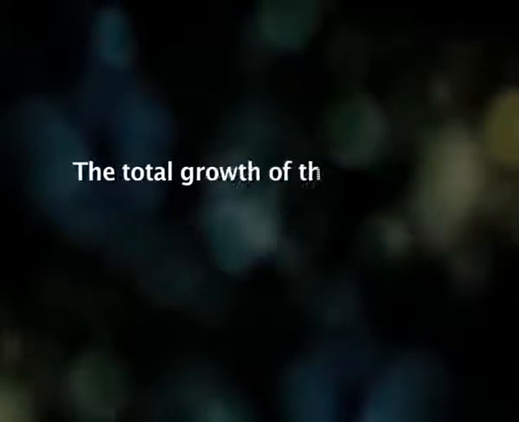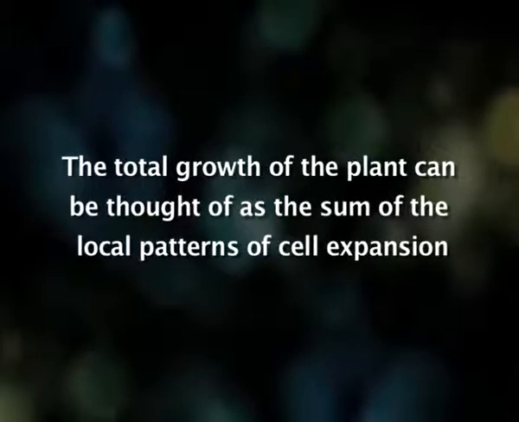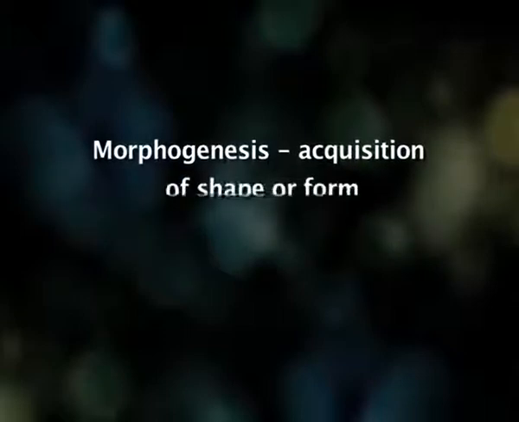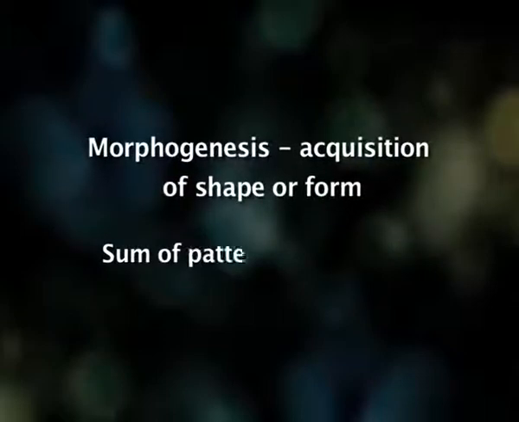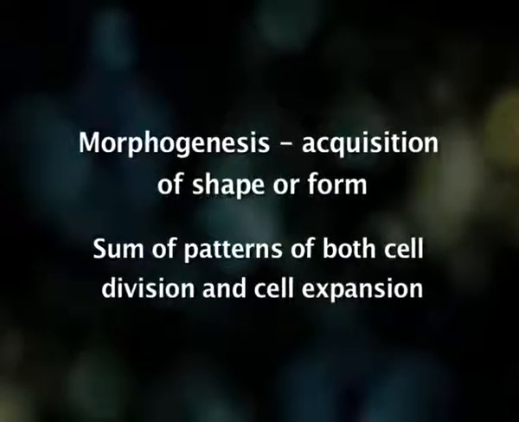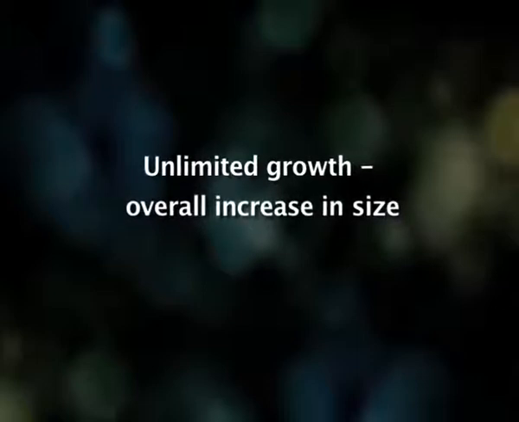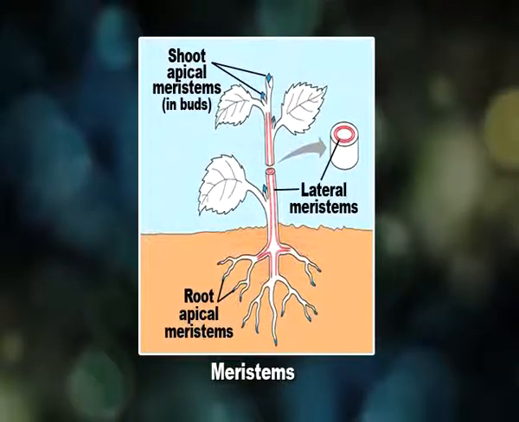The total growth of the plant can be thought of as the sum of the local patterns of cell expansion, while the morphogenesis, that is the acquisition of shape or form, is the sum of the patterns of both cell division and cell expansion. Plants are unique multicellular organisms that retain the capacity for unlimited growth, that is, an overall increase in size throughout their lives. They are able to do so because they have meristems at specific locations in the body.